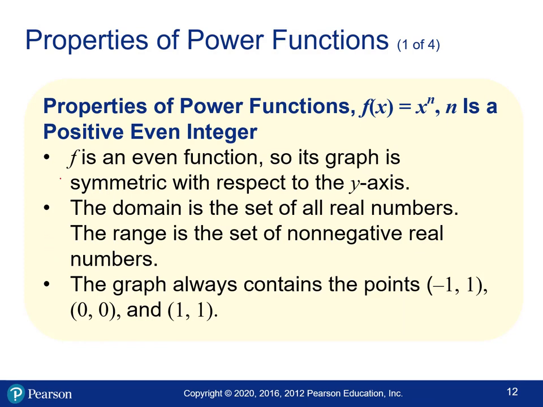So here's some of the things we can tell from a power function. If n is even, and we've talked about this previously, the graph has symmetry, and it is with respect to the y-axis. So your graph would look like it's mirrored left and right of the y-axis. The domain is all real numbers. The range is going to be 0 or more, so non-negative. And then the graph is always going to have the following points: (-1, 1), (0, 0), and (1, 1). And think about that. If you were plotting those points, they would be mirrored across the y-axis.